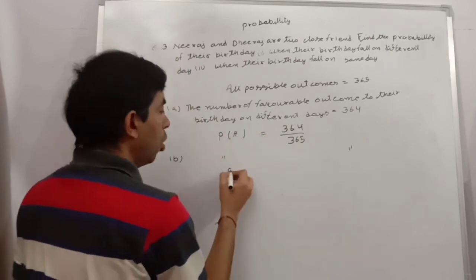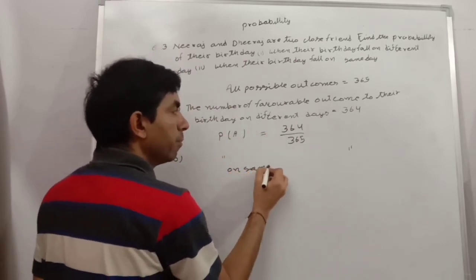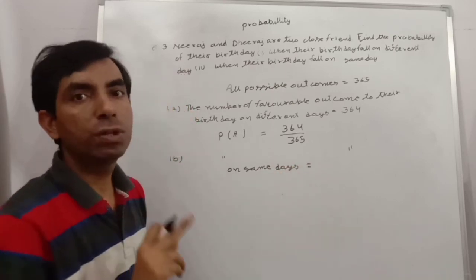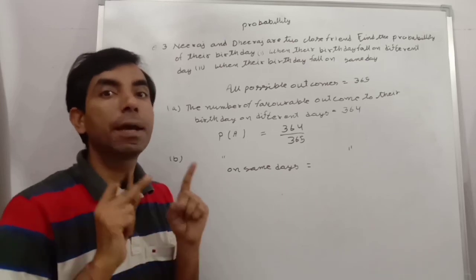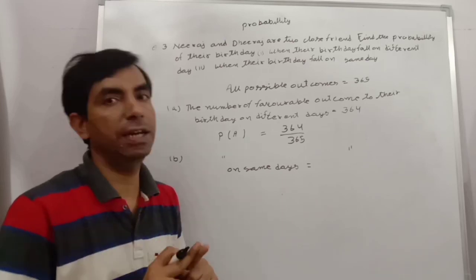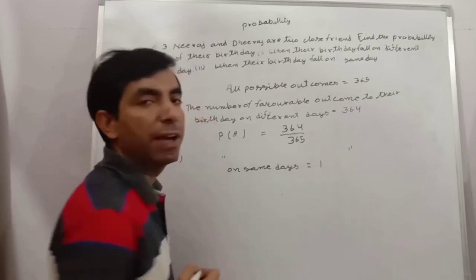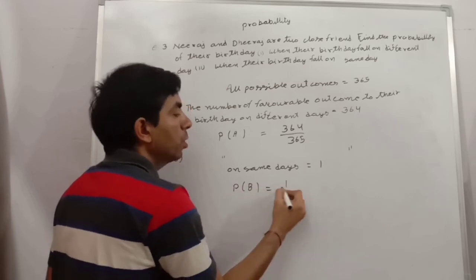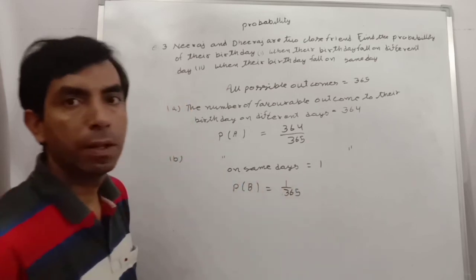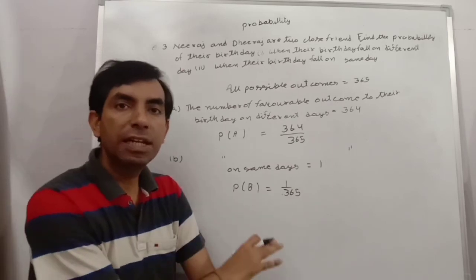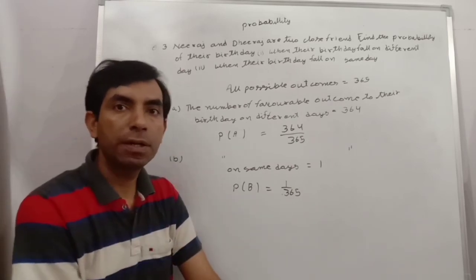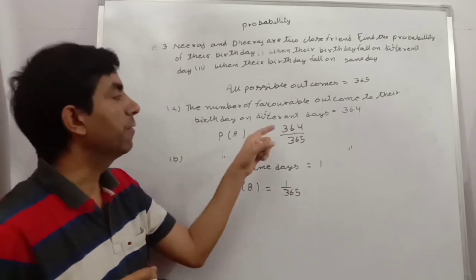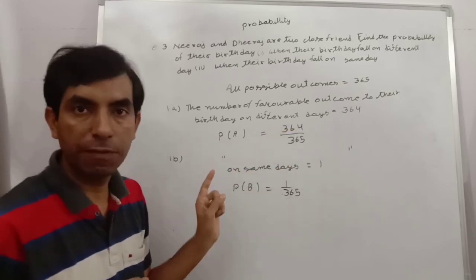Their birthdays on the same day. For the same day, we know that if birthdays are the same, then the birthday has possibility on only one day. So its favorable outcome is 1. Then the probability is 1 upon 365. We can easily calculate the same day and different day probability. Same day probability is only 1 upon 365 and different day probability is 364 upon 365.